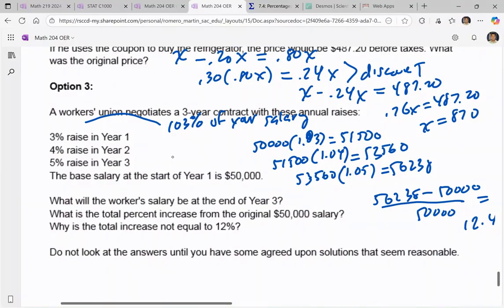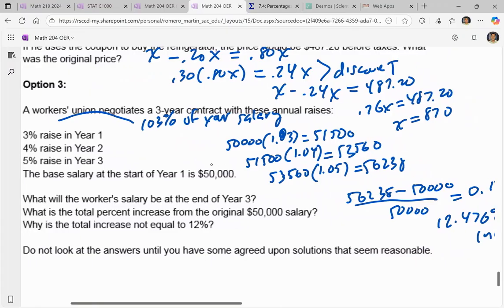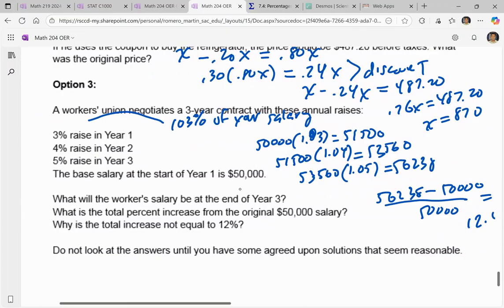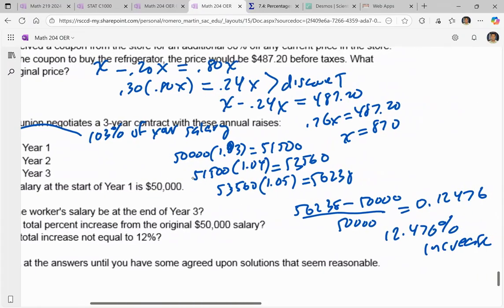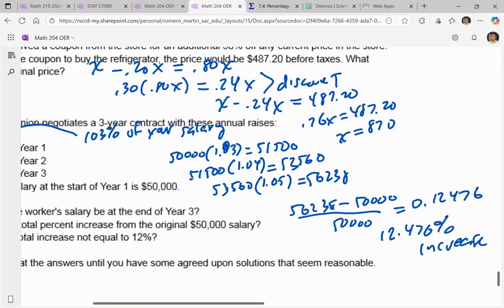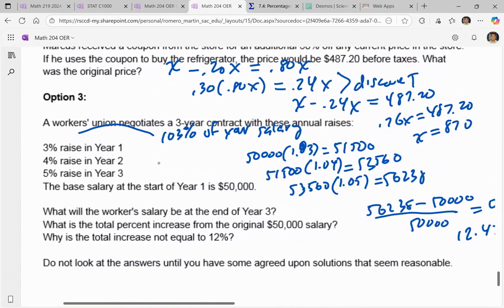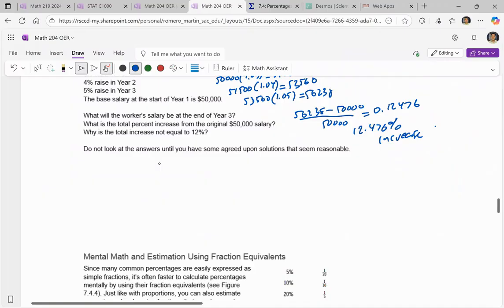And then option 3, it's the real world scenario. Once you get a job, work for a union maybe, or you're negotiating a contract. It's a common misconception about growth. So hopefully you get some time to look at that.